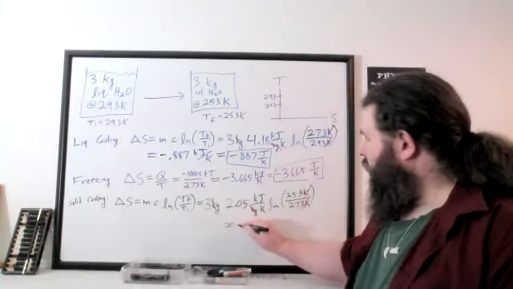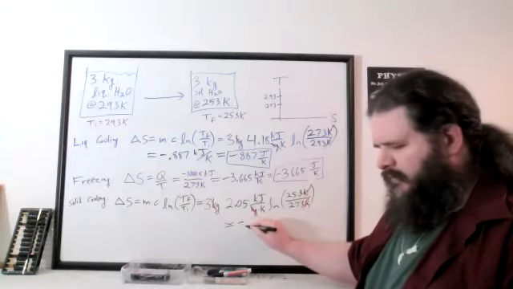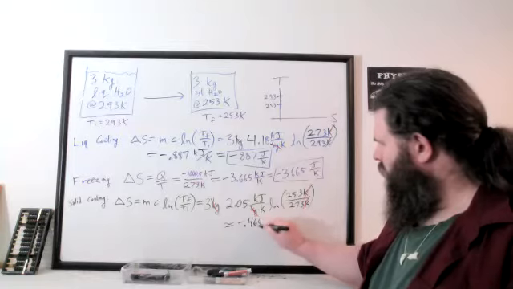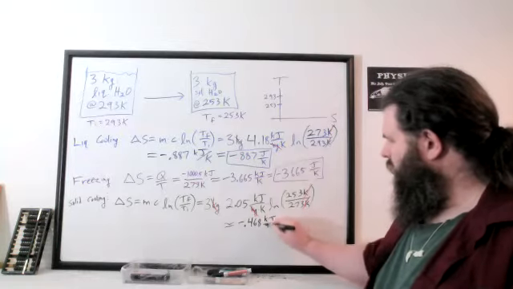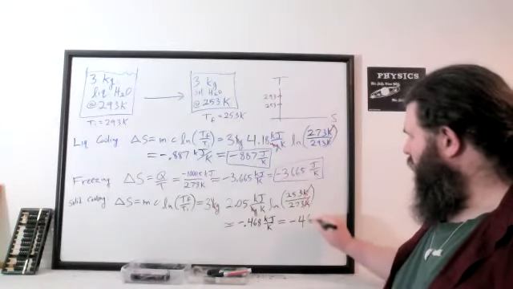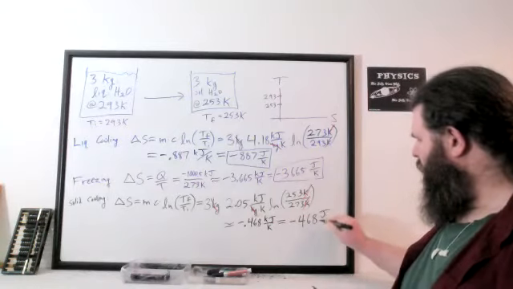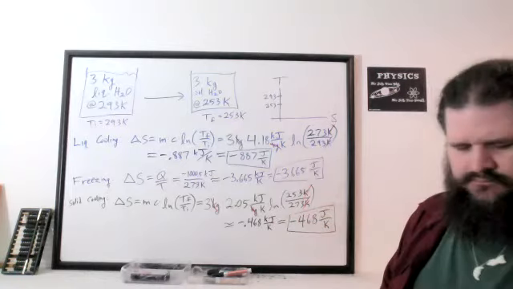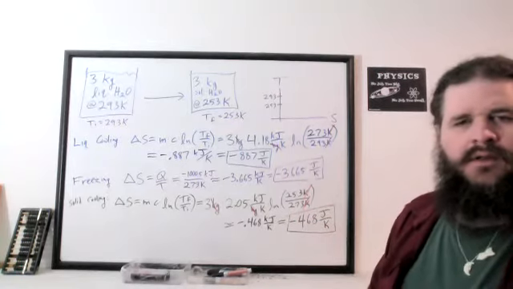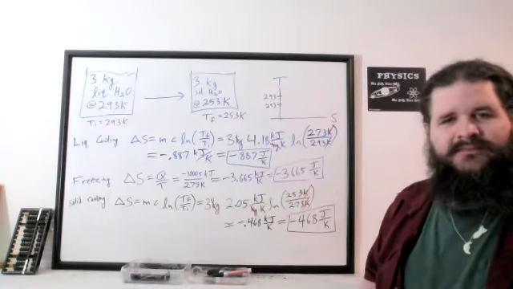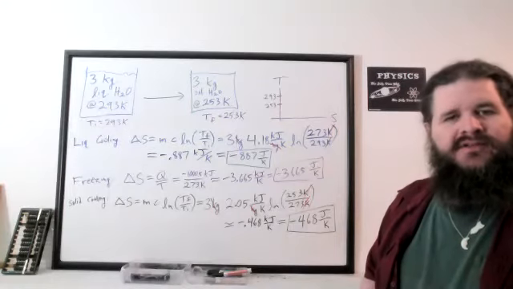So I'm getting about negative 0.468 kilojoules per Kelvin, or multiplied by 1,000, negative 468 joules per Kelvin. So those are the changes in entropy involved with each one of these processes. Any questions on that so far?